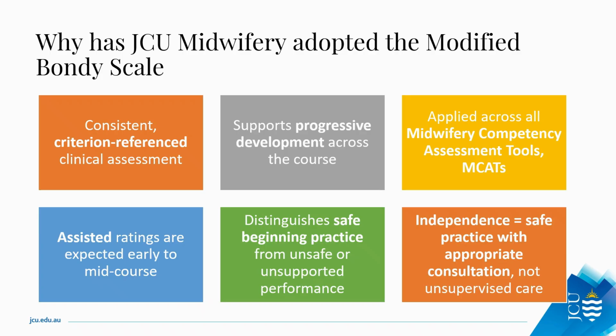An assisted rating is appropriate and expected during the early and middle stages of the program. At this stage, students are generally safe, but still require frequent verbal and occasional physical directive cues to complete skills. This is a normal part of capability development. The scale helps us separate safe beginning practice from performance that is unsafe or requires a level of support that indicates the student is not yet ready to perform the activity with reduced supervision. That distinction is essential for safety, for targeted feedback and for planning learning opportunities.